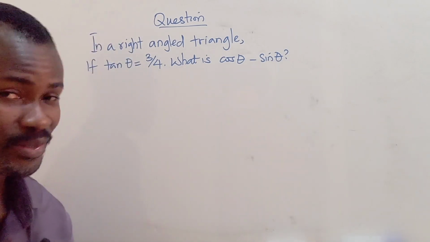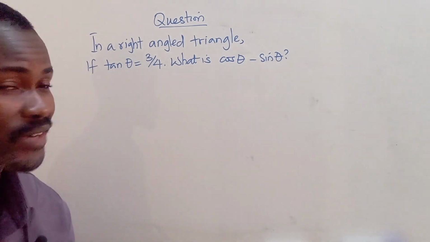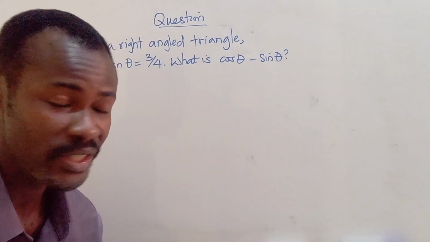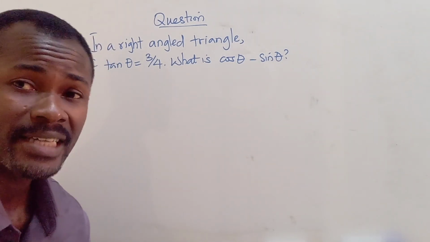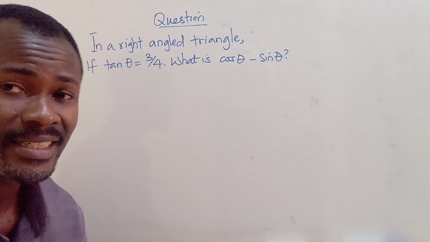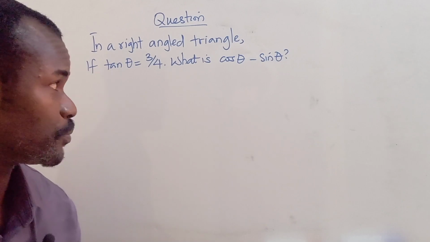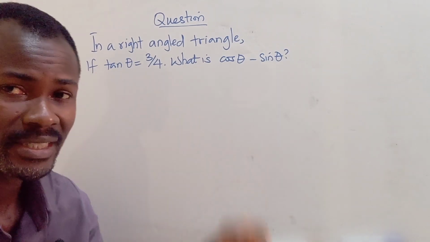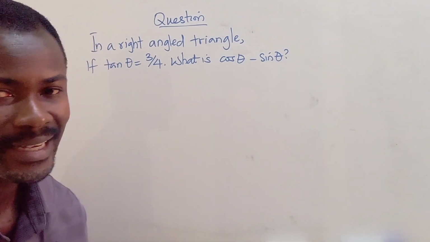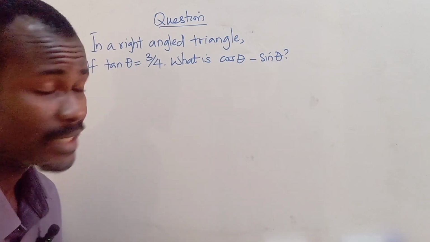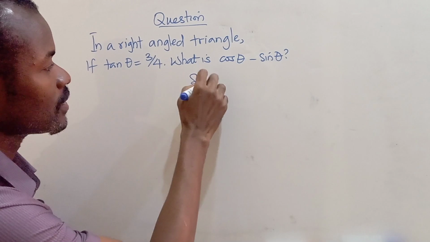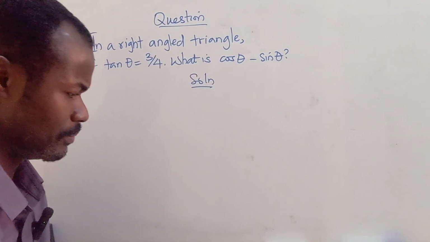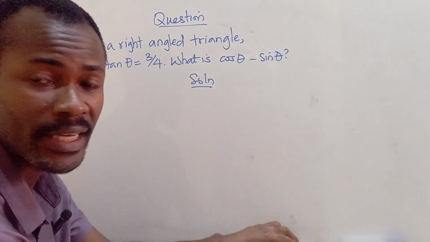Alright, so let's look at today's question. It's on a right angle triangle, that's trigonometry. The question reads, in a right angle triangle, if tan theta is equal to 3/4, what is cos theta minus sin theta? Alright, so this is a simple one. So without wasting much of our time, let's solve the problem together.